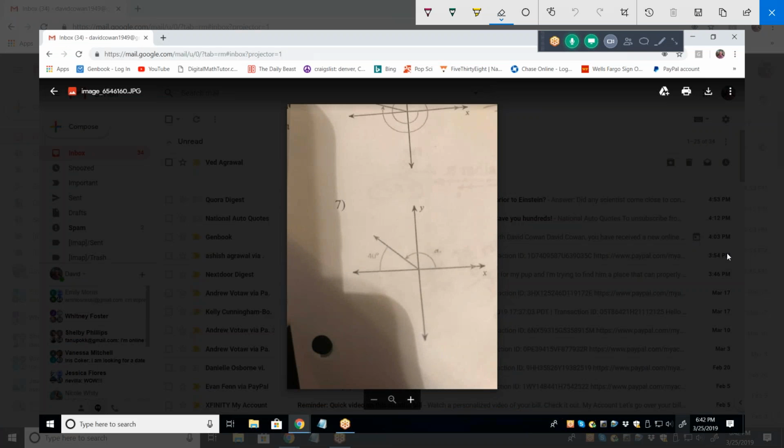Okay, so this angle is 40, right? Yeah. So what's this angle right here? 50. These aren't complementary anymore, they're supplementary. This is a linear pair. We're looking at this one. One is supplementary to two, meaning they have to add to 180. So what's two? 140. Okay.